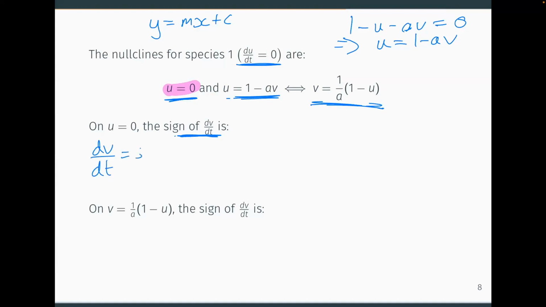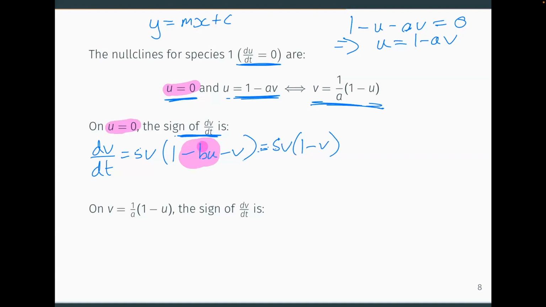So let's think about what dv dt is when we're stood on this nullcline u is equal to 0. My equation for dv dt is sv times by 1 minus bu minus v. But we're told that u is equal to 0 because we're stood on the nullcline, so this term is going to equal 0. On the nullcline, we're going to have sv times by 1 minus v. Is that clear what I've done there?